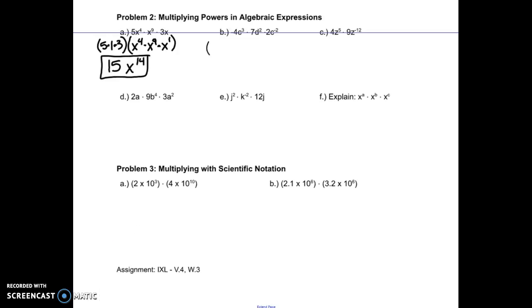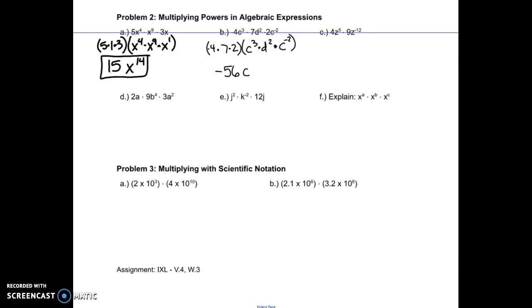B. I'm going to bring my coefficients out in front. So negative 4 times 7 times 2. And then c to the third times d to the second times c to the negative second. So negative 4 times 7 is negative 28. Negative 28 times 2 is negative 56.